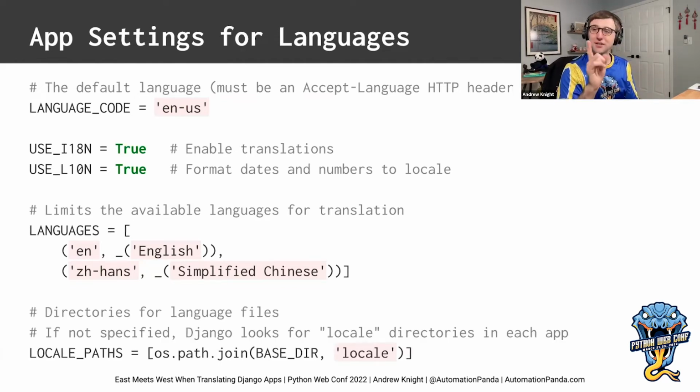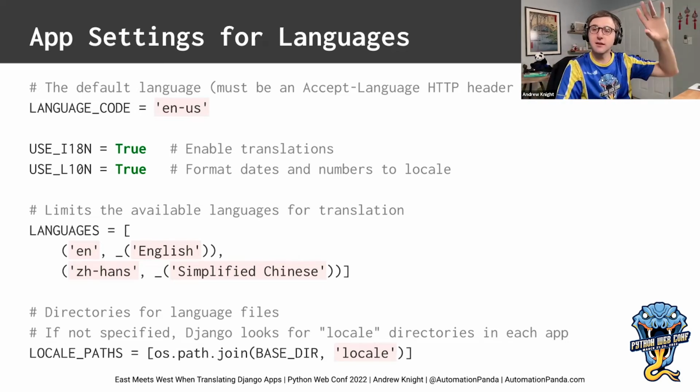Oh, shoot, I forgot. There is one more setting you have here. Your locales, or all your translations, will be stored in a locale directory in your project. And so you need to tell Django where to get all those locale files. There's a couple ways you can do it.